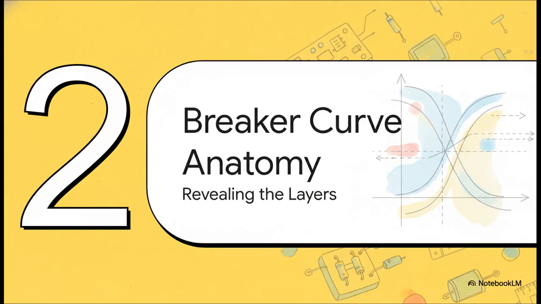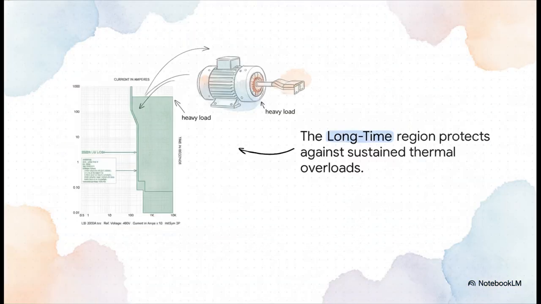All right. Now that we've got the lay of the land, let's get our hands dirty. We're going to dissect the most common type of curve you'll run into, the one for a modern electronic circuit breaker. We're going to look at each protection layer, one by one. This first part, this sloped region, is called the long time function. This is your workhorse for overload protection.